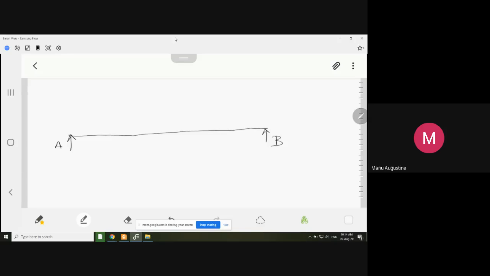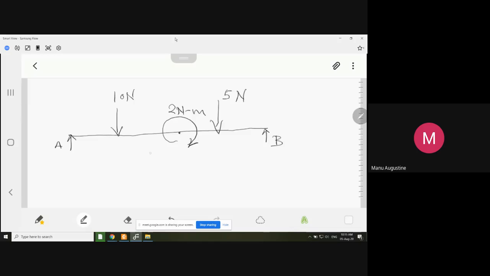You can place point loads. 10 Newton yahan rakh diya. 5 Newton yahan rakh diya. You can even place moments. This is a clockwise moment. And let us say the moment value is 2 Newton meter. So what is happening when you place a moment or a couple like this on a rod, you are essentially trying to rotate the rod at this point. Isko ghumane ki koshish kar rahe ho.